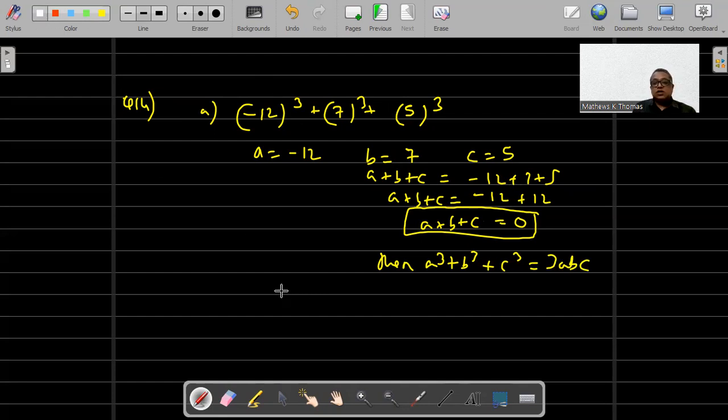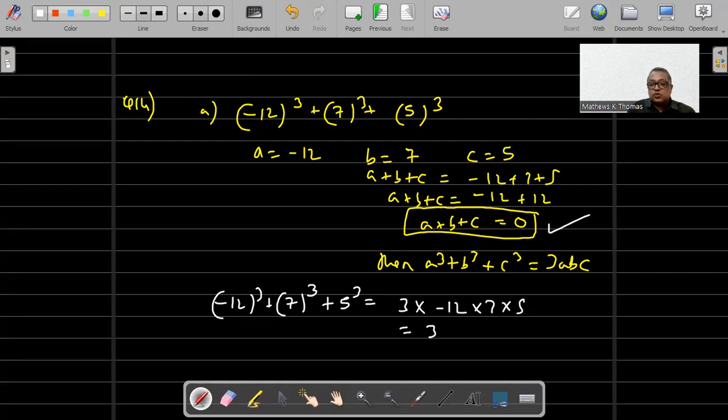So this minus 12 cube plus 7 cube plus 5 cube can be written as 3ABC, 3 into minus 12 into 7 into 5. Why? Because A plus B plus C is 0, then I can use this. So this is going to be minus 36 into 35. So I'm going to get the answer here, minus 1260.